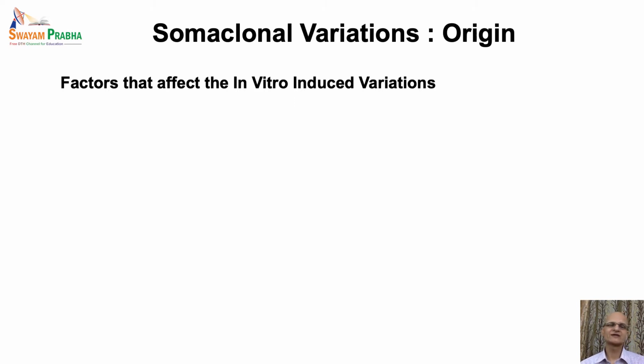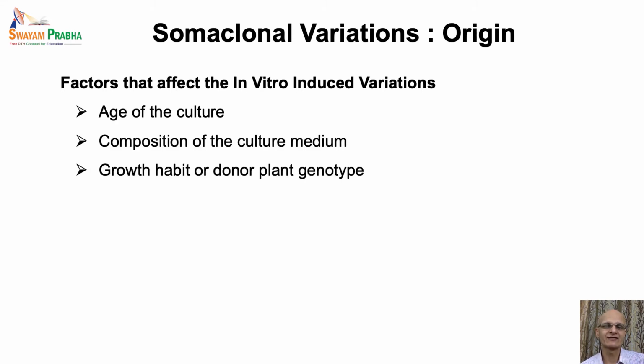Now, what are the various factors that affect these in vitro induced variations? There may be actually several factors that can result in the accumulation of in vitro induced variations. The majority of these can be categorized in the following groups, that is age of the culture, composition of the culture media, or the growth habit of the tissue or the inherent sensitivity of the donor plant genotype.